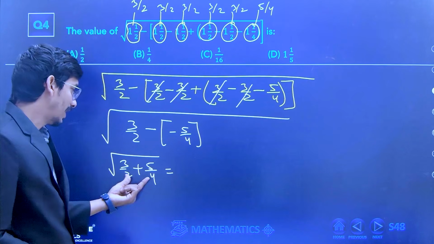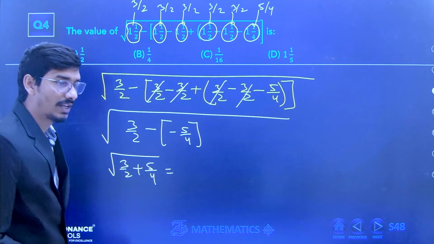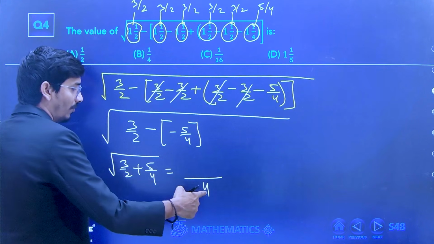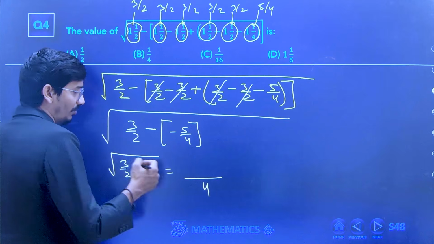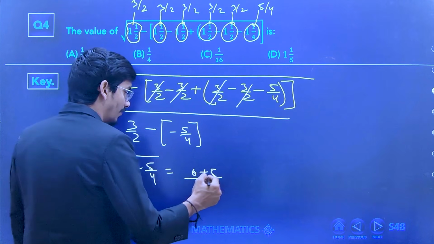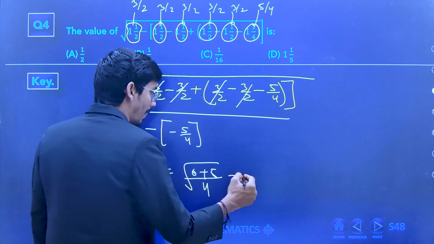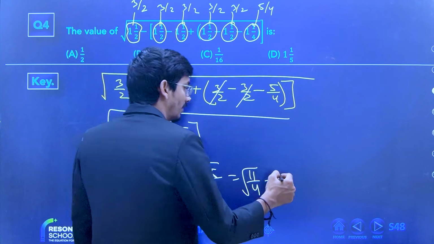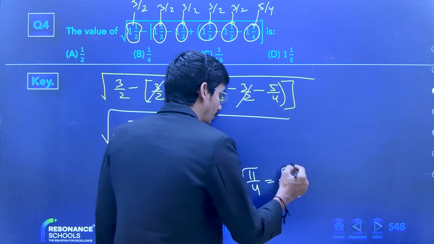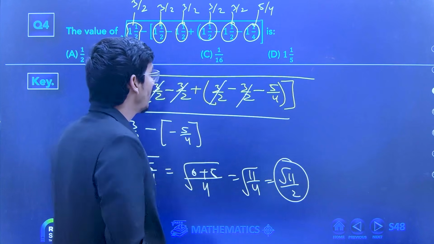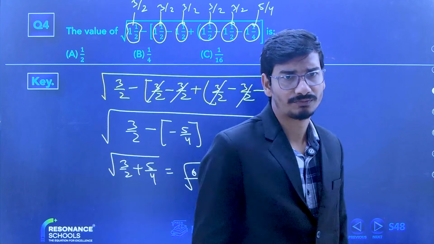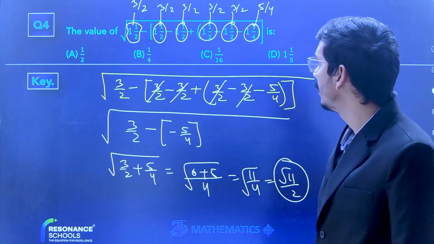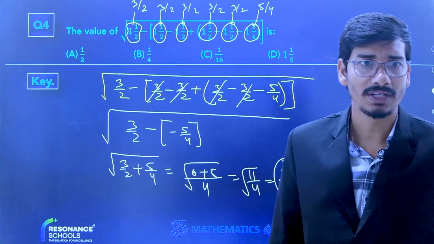Now take the LCM of 2 and 4. The LCM of 2 and 4 is 4. So 4 divided by 2 is 2, 2 into 3 is 6, plus 5, that is 11 by 4. We can also write root 11 by 2. So no option is available, don't worry. According to this, root 11 by 2 is the correct answer.